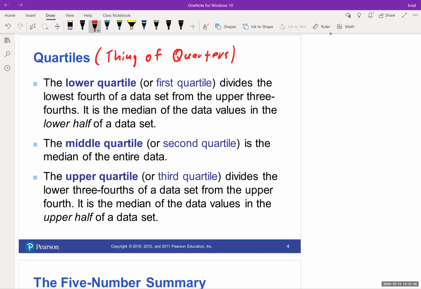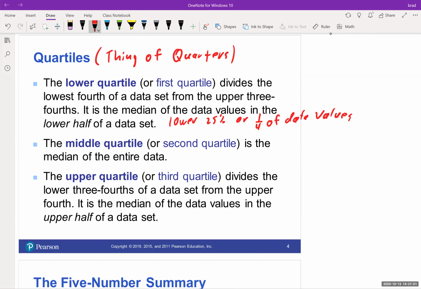The first quartile divides the lowest fourth of the data set from the upper three-fourths. It is the median of the data values in the lower half of the data set. This is a fancy way of saying the lower 25%, or one-fourth, of data values.